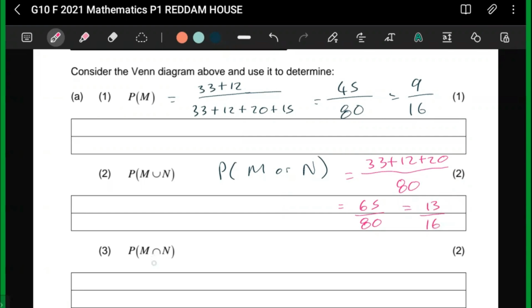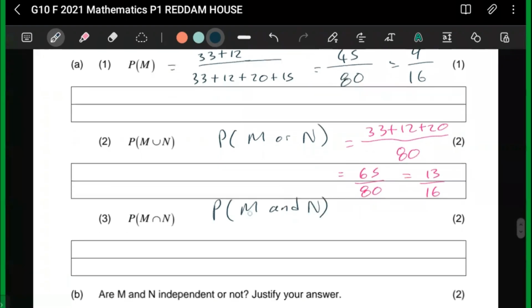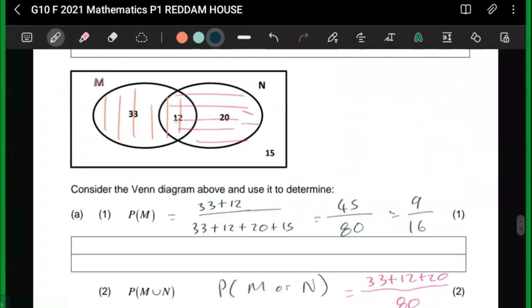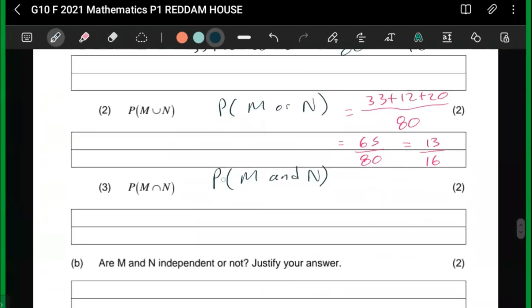For the bottom, it's asking what is the probability of M and N. So the thing is, you have to keep in mind that "and" is inclusive. So this is asking where M and N meet, which is specifically just the 12. That's the only part where you see M and N. So this is going to be 12 over 80.